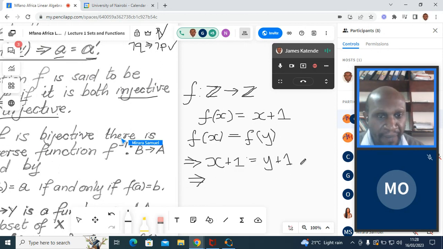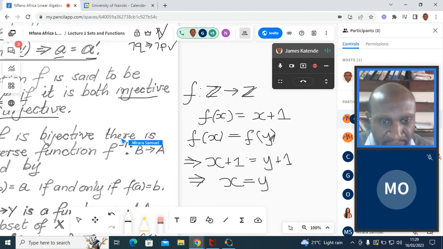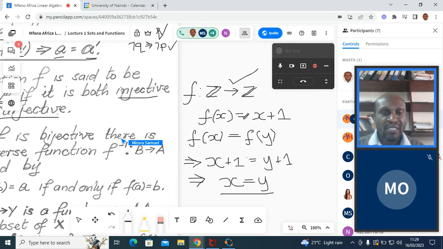From your knowledge of real numbers, you can subtract 1 from both sides of the equation, and the equation will be preserved. So if you subtract 1 from both sides, you end up with x is equal to y. So we have checked that if f of x is equal to f of y, the only way that can happen is if x is equal to y. So yes, this function is injective.